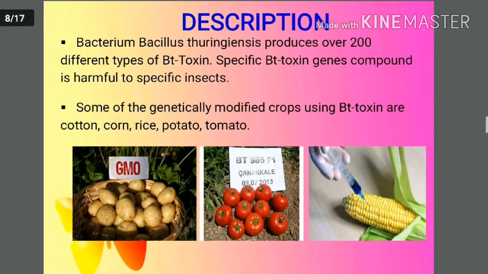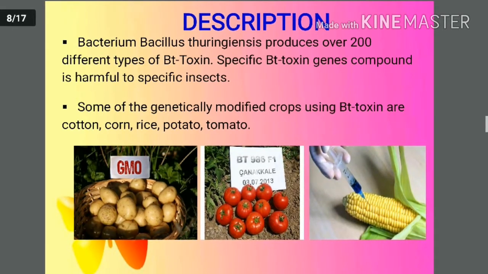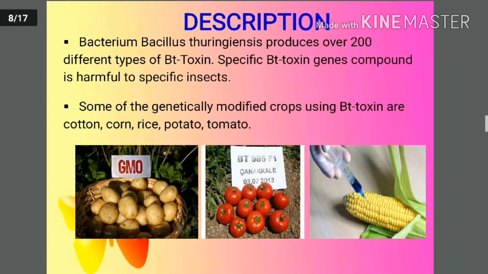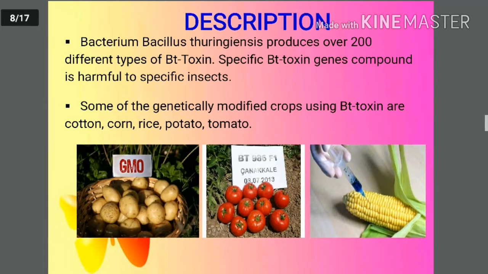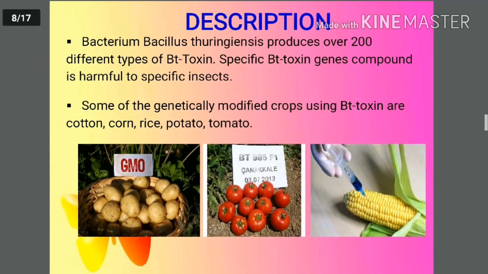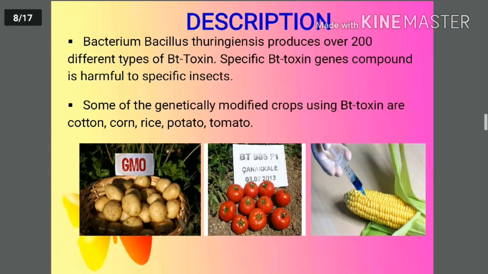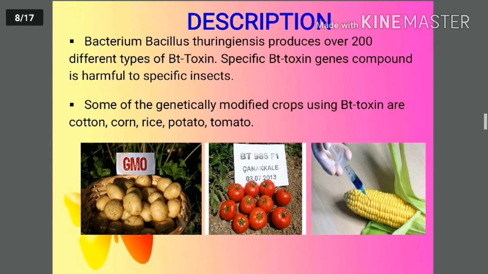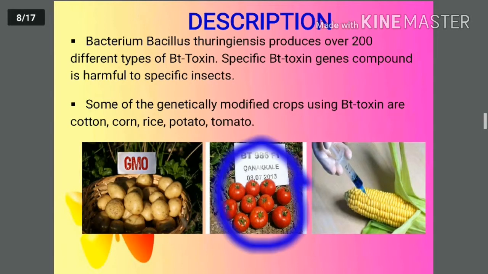So, each gene has a targeted pest, so we have to decide which particular gene needs to be inserted in which particular plant, depending upon which insects easily attack the plant. This is the most important thing. Some of the genetically modified crops with this BT toxin are BT cotton, BT corn, BT rice, BT potato, BT tomato, etc.